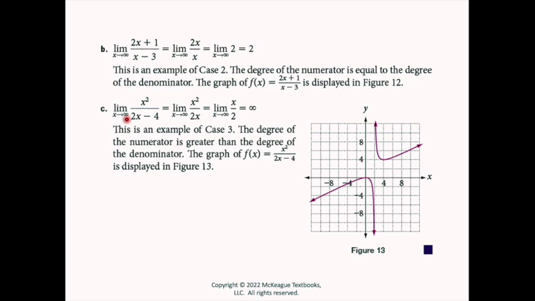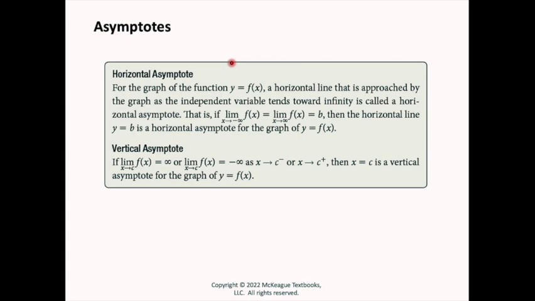For part C, this is the example where the degree on the top is bigger than the degree on the bottom. So the dominant term is going to be in the numerator. So the numerator is going to grow way faster than the denominator, which means we're going to have a limit of infinity. In this case, we don't have a horizontal asymptote. We have what's called a slant asymptote. So the asymptote is like a slant line. So that is how limits are related to asymptotes.